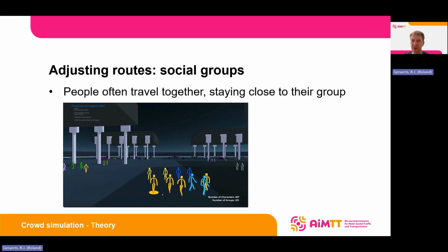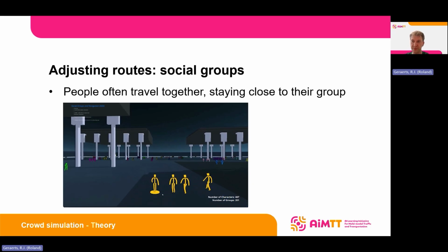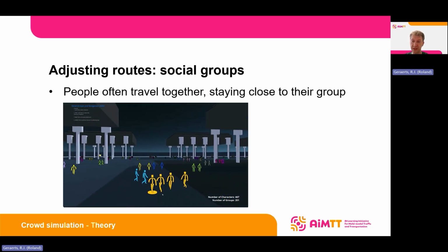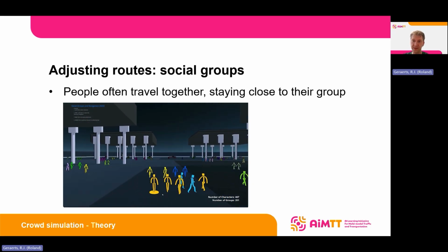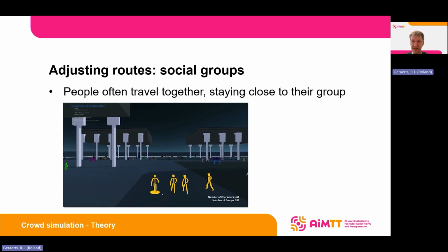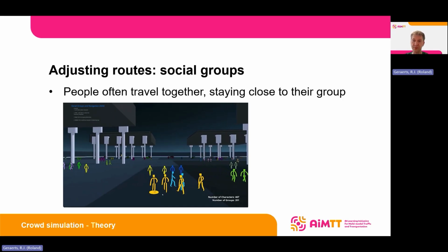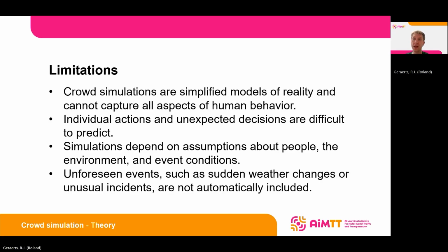By incorporating social groups into crowd simulations, we can better reproduce the movement patterns observed in real events. Group behavior influences walking speeds, space usage, route choice, and congestion patterns, making it an important component of realistic crowd modeling. Before concluding this chapter, it is important to discuss the limitations of crowd simulation models.